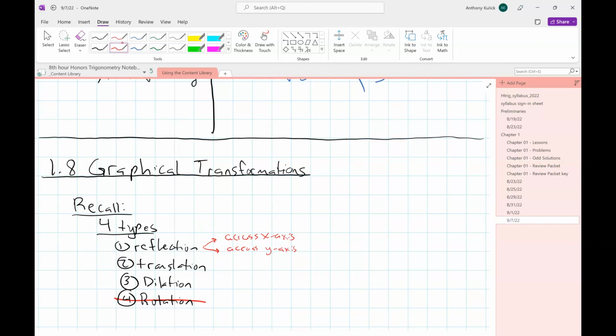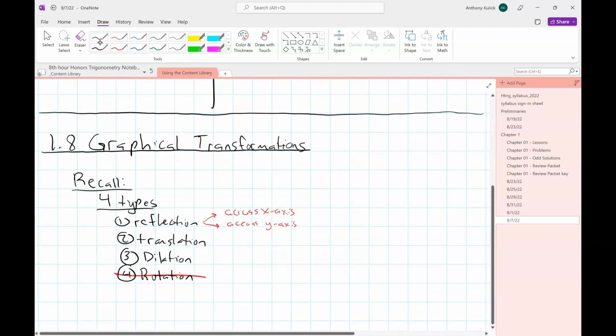Everybody's cool with that? Dilation, what do we mean there? Like a shrink or a stretch, right? Is that going to change other stuff? It changes the size for sure, right? Gets bigger or smaller. Can it change the location? Yeah, definitely, right? Okay. Cool.